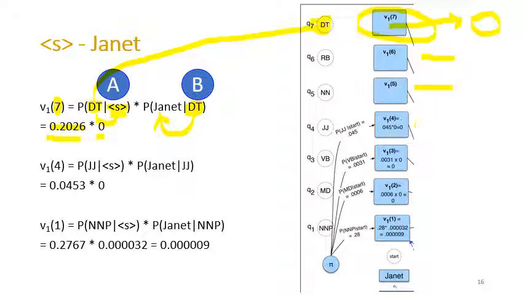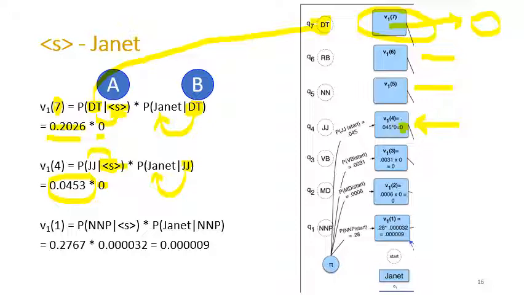Now let me give you an example of V14. Same as before, you start with the transition probability. Check on the table, matrix A, what is the probability of transitioning from the start symbol to JJ, an adjective. You can check the value is 0.0453 from the table. Now you need to look at the emission probability. What is the probability that an adjective produces the word Janet? Again, it's 0. So you can see here it is written that the value is 0.